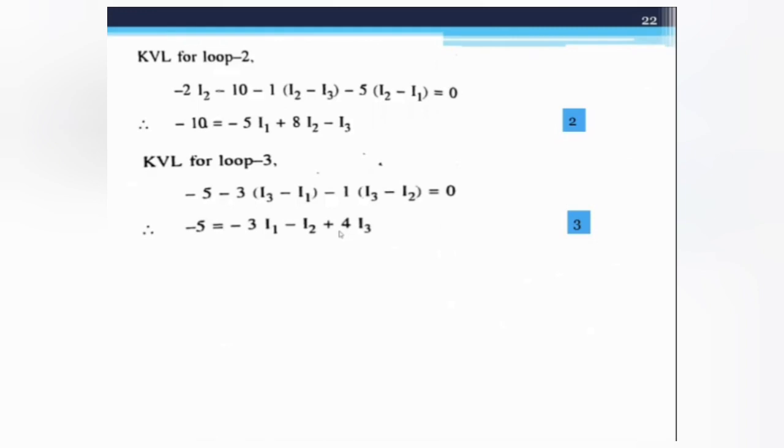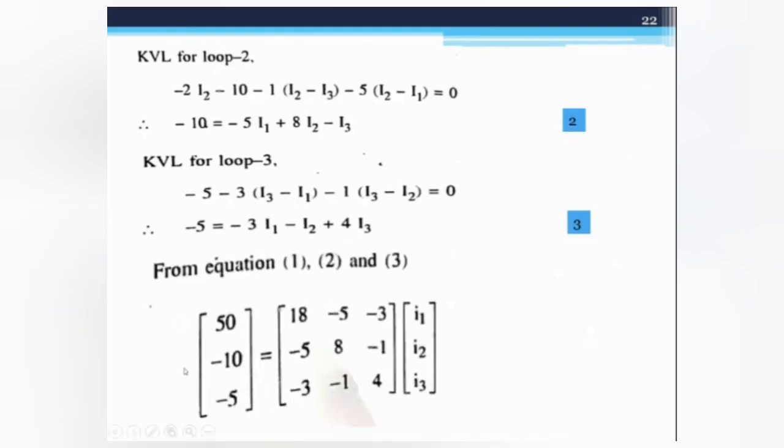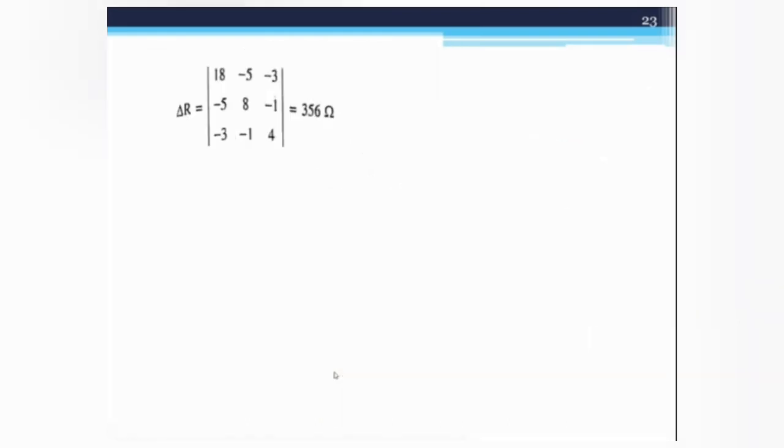Now from these three equations, we prepare the matrix here. This is our source matrix, 50, minus 10, minus 5, right? This is our resistor matrix, 18, minus 5, minus 3, minus 5, 8, minus 1, minus 3, minus 1, 4, and this is the mesh current I1, I2, I3. We prepare this matrix from the above three equations. Now the first step is to determine the determinant of this original matrix, right? It is D, so it is 356 ohm, right?